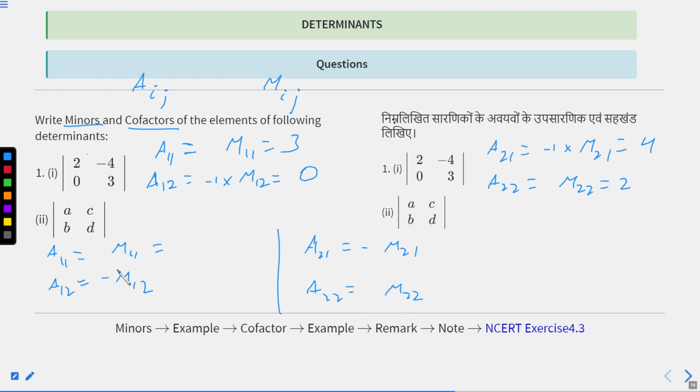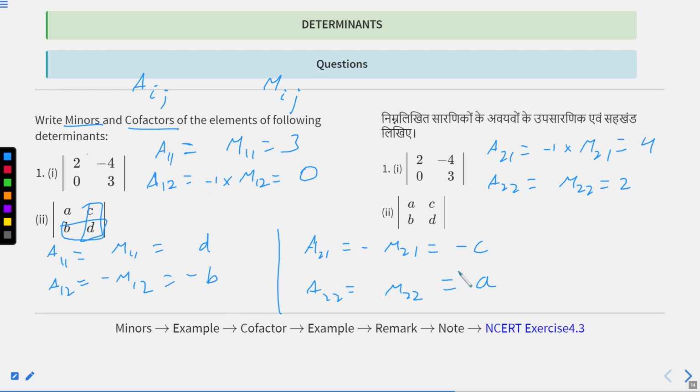Now M11 means eliminate first row, first column, you are left with D. M12 means eliminate first row, second column, you are left with B. M21 means eliminate second row, first column, you are left with C, so this will be minus C. M22 means eliminate second row, second column, you are left with A. So these will be your cofactors.